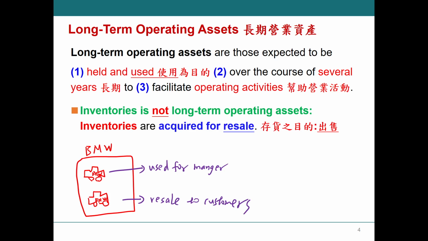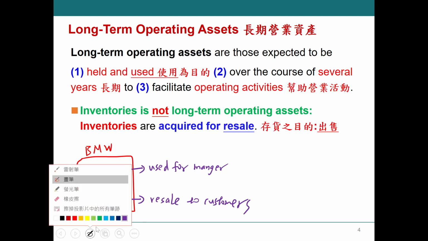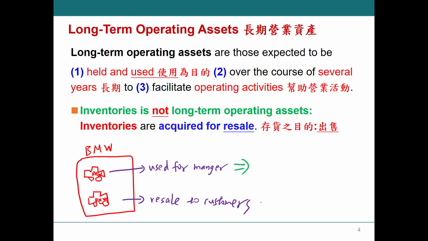Could you tell me, first car, we call it what? Second car, we call it what? First car is for this chapter, chapter 9. We call it equipment, 设备. So it's for chapter 9, we talk about it. It's your equipment. Second car, we call it what? Inventory, in your chapter 5 and 6.